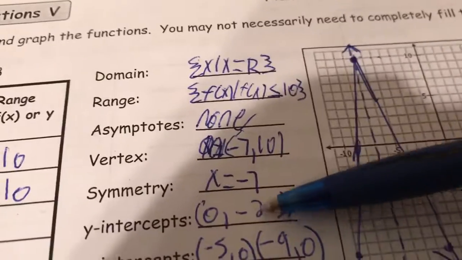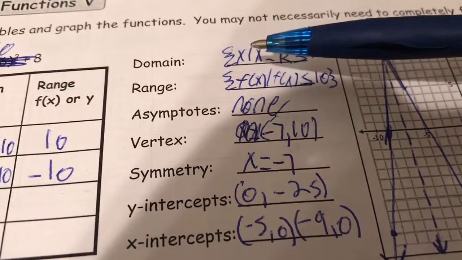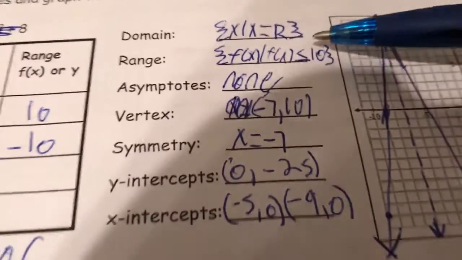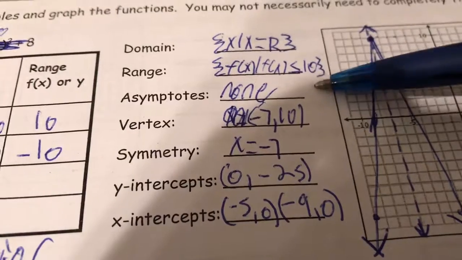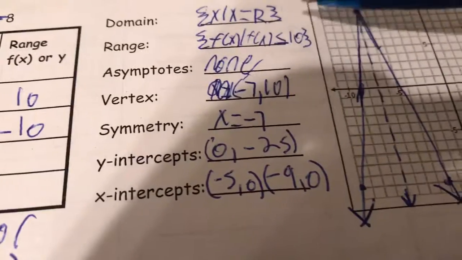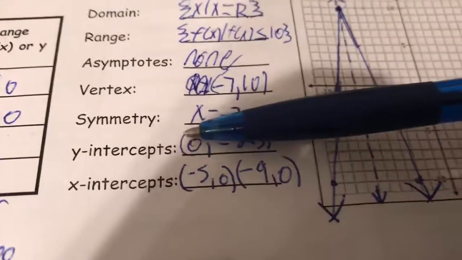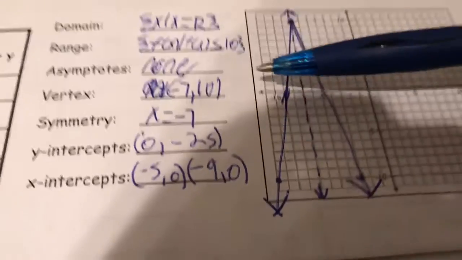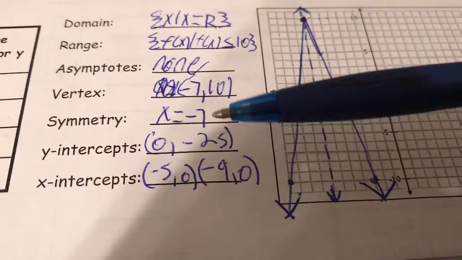To get the domain, you look at your equation. I said x equals, it's going to be x as long as x equals all real numbers. Your range is going to be f of x as long as f of x is less than or equal to 10. You have no asymptotes because an asymptote is where the graph cannot touch, and your vertex is where the graph can touch and starts, which is negative 7, 10. Your symmetry is x equals negative 7.